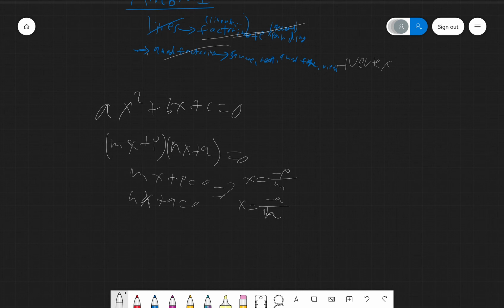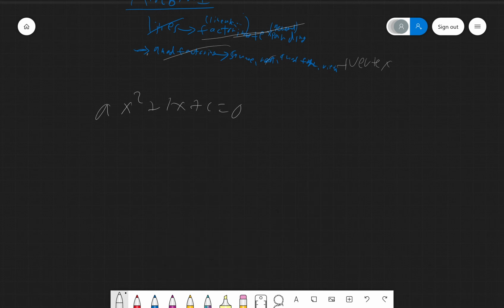You're always going to have a maximum of the highest degree, the highest exponent of x. So yeah, that's the answer, right? So now we talked about the roots, right? Simple, hopefully. Now we're gonna talk about completing the square.